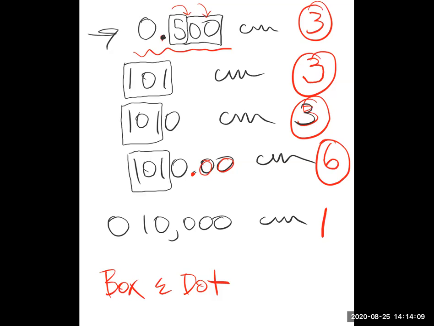Is there a dot? Yes, there is. Then we include any zeros after the box. Those are all significant. Box around the digits. If there's a dot, nope, there isn't. We're done. So that box and dot is a real easy way to do sig figs.